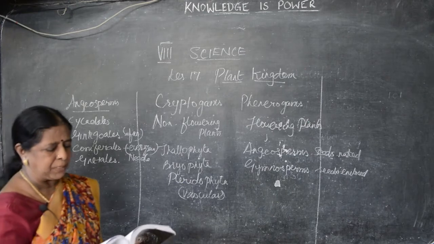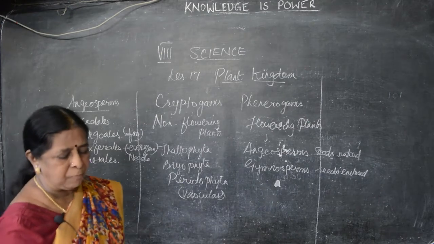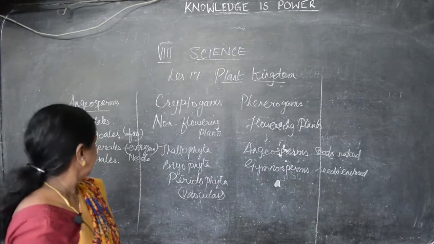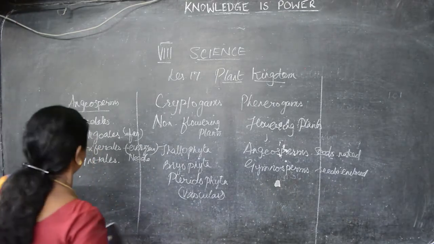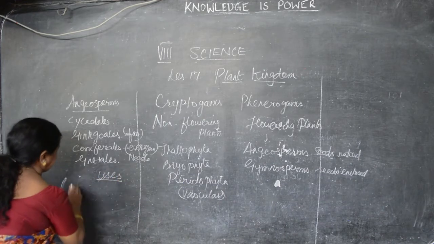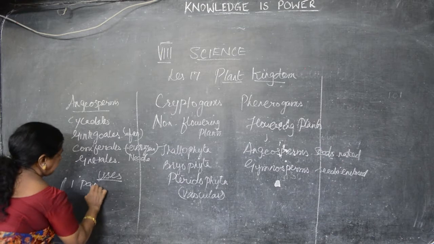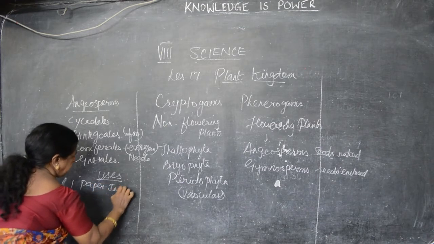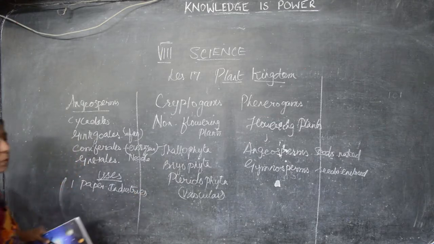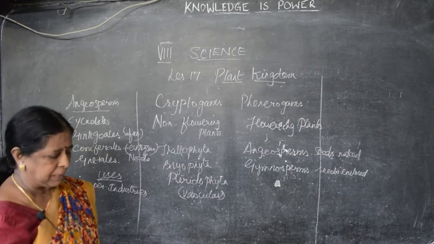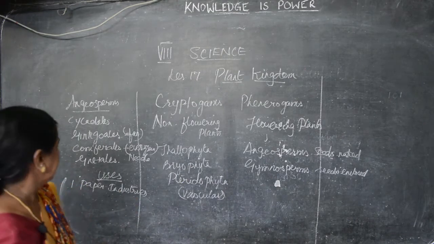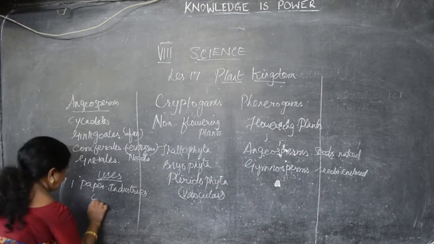Now what is the economic importance? Wood of many conifers is used in the paper industries. So for coniferous trees, now we have to see what the uses are. What is used in paper industry? The woods. The woods of the coniferous trees are used in paper industries. They are soft wood for construction. Even for construction purposes they are used.